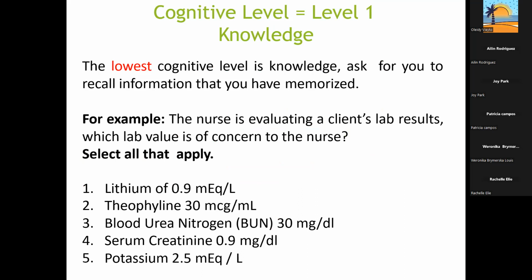So let's look at this one, lab results. The nurse is evaluating a client's lab results. Which lab value is of concern to the nurse? And oh my goodness, it's select all that apply. Is it lithium of 0.9 milliequivalents per liter, theophylline 30 micrograms per milliliter, a BUN of 30 milligrams per deciliter, serum creatinine 0.9 milligrams per deciliter, or a potassium level of 2.5 milliequivalents per liter?